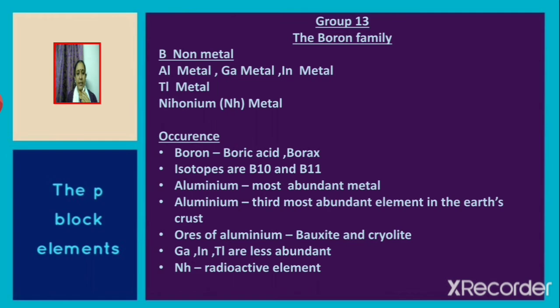Occurrence of group 13 elements. Boron exists as boric acid and borax. The isotopes of boron are B10 and B11. Aluminium is the most abundant metal and it is the third most abundant element in the Earth's crust. The ores of aluminium are bauxite and cryolite. Gallium, indium and thallium are less abundant. Nihonium is a radioactive element.